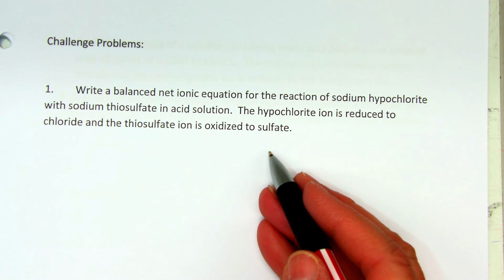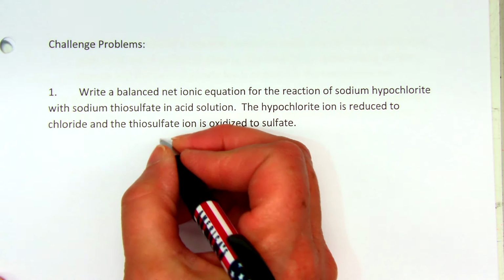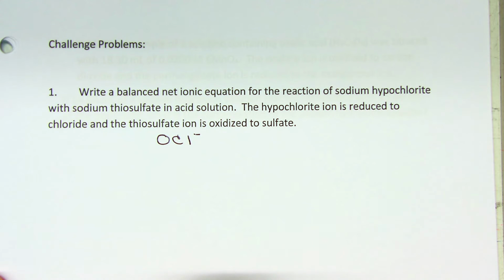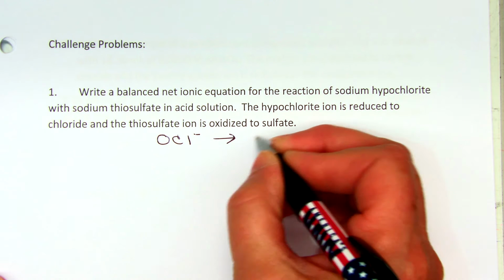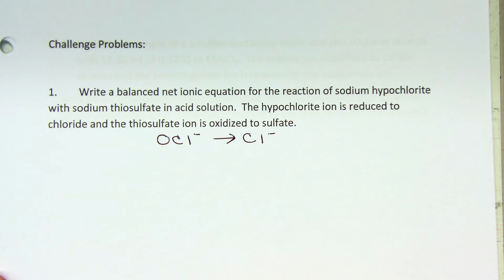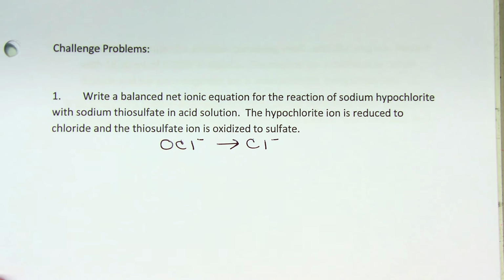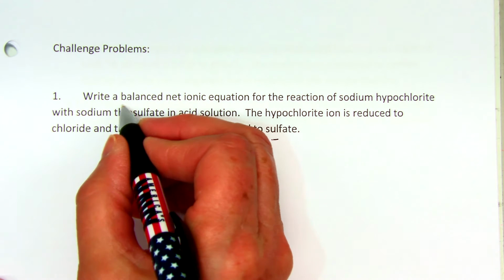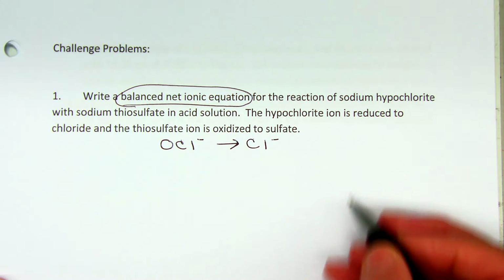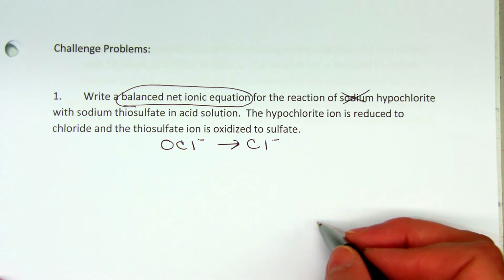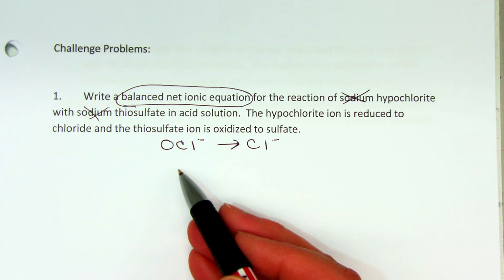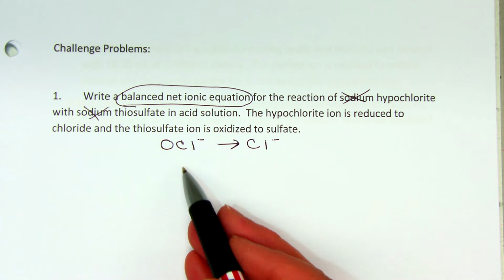Okay, so we're looking at this problem, and you want to start with the hypochlorite ion. It's reduced to chloride. You recognized that because it says net ionic equation, we don't need to worry about sodium hypochlorite or sodium thiosulfate. We're looking at the active species. So we start with a half reaction: hypochlorite yields chloride.